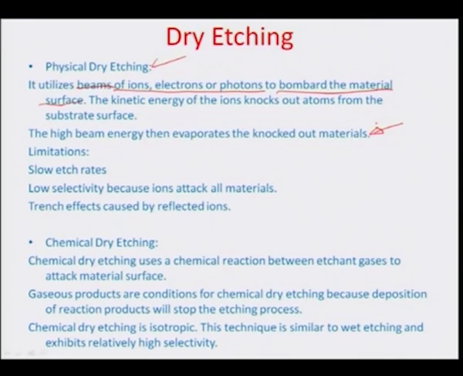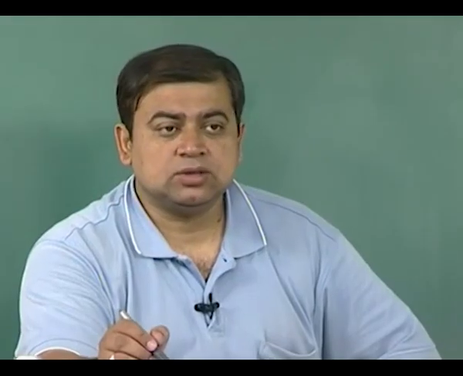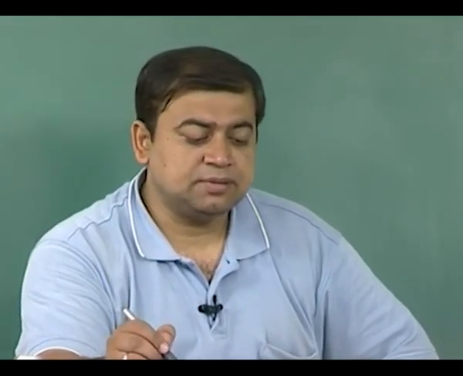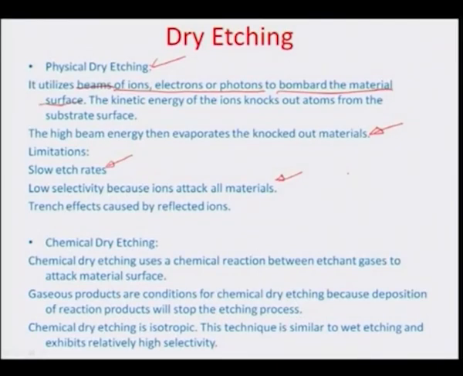Some of the limitations that this process has are that it has a slow etch rate and it is not very selective, which means that it attacks everything that comes in its way, and it can damage the whole surface very rapidly, because of which there is nothing called an etch stop or an etch selective layer which you can use for this physical dry etching.